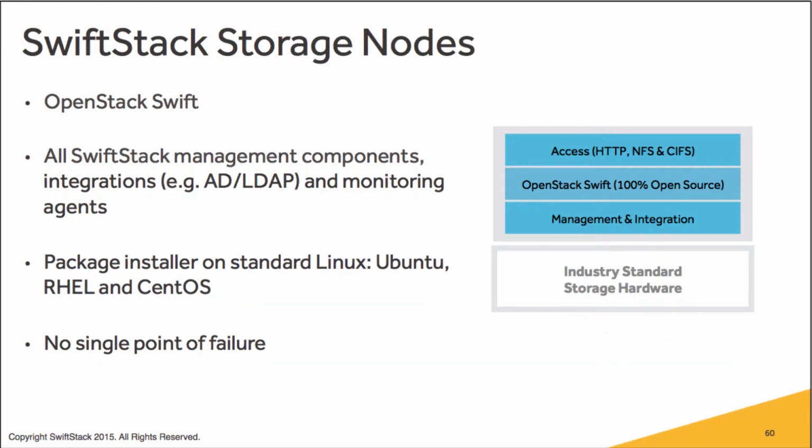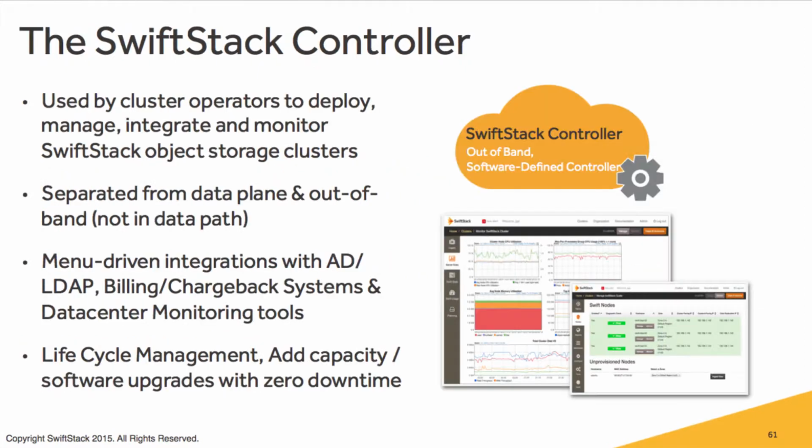So a SwiftStack node is OpenStack Swift. We add all management components, authentication, monitoring agents, and use package installers, and there are no single points of failure unless you go against best practice and deploy it on a single node. Our controller is a piece of software running on a different server somewhere, in a virtual environment or on physical hardware. It doesn't matter to us.